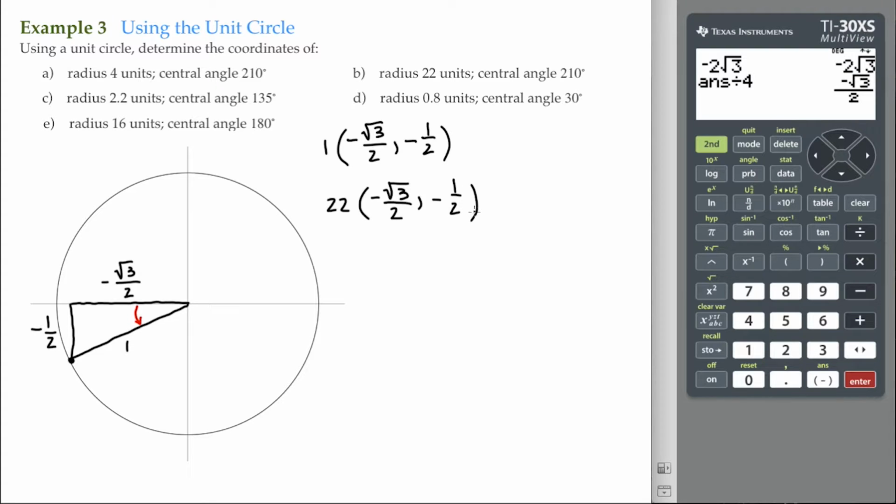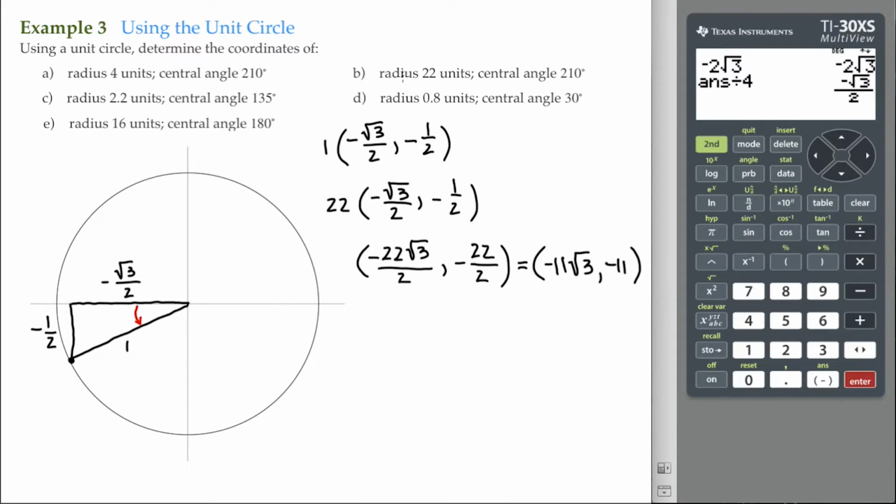Again, since I'm multiplying my radius, or my hypotenuse, by 22, the side lengths or the coordinates also have to expand by a factor of 22. So this is then negative 22 root 3 over 2 and negative 22 over 2. And of course that simplifies to negative 11 root 3 and negative 11.